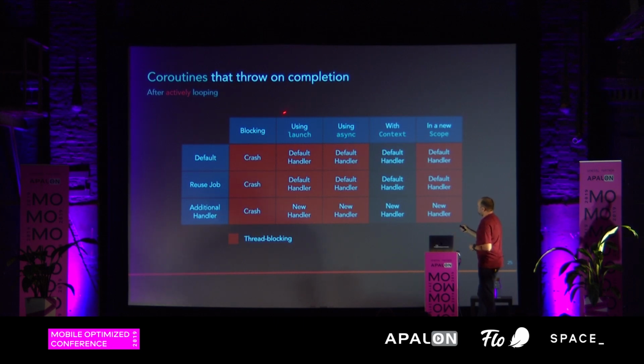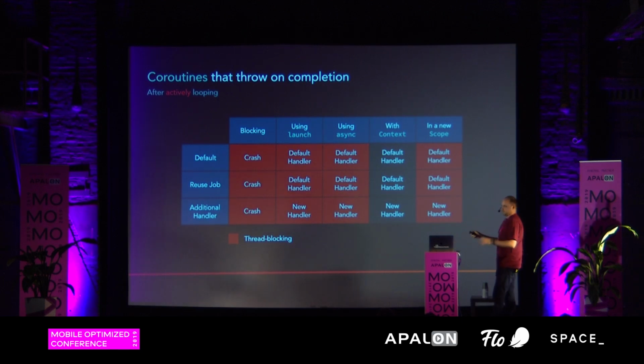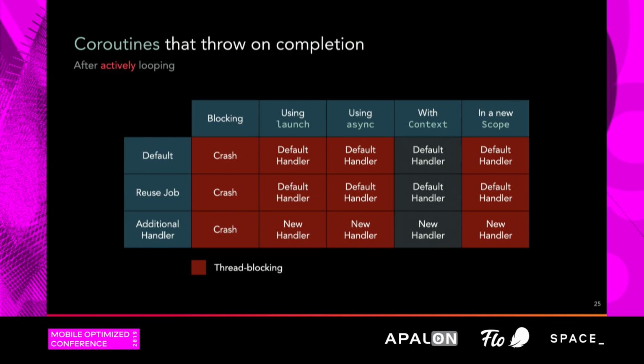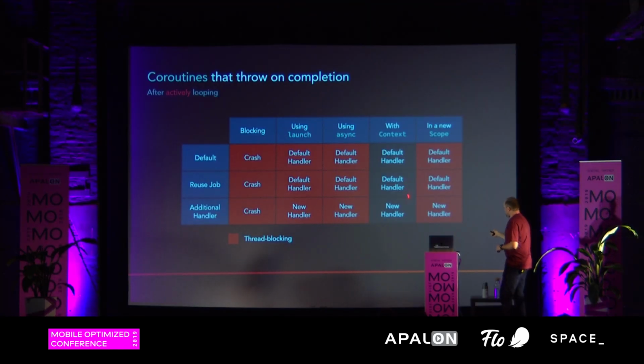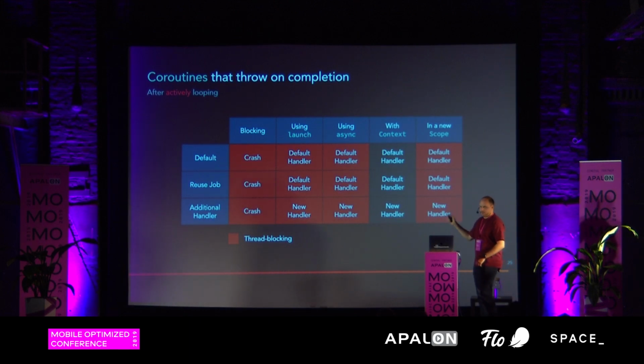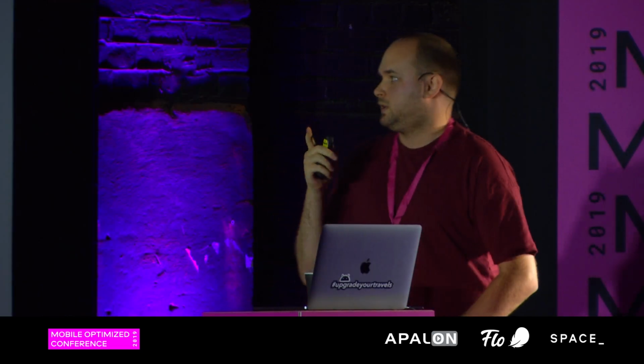Using launch and using async, they will not crash the app, but only because I put a default exception handler in the fragment. withContext will not do anything. In a new scope, with context, it's on the IO thread, doesn't block, the default exception handler is there, so this one is always safe. And then coroutineScope, the fifth one, will also block the main thread, and it will also go to the default handler. So remember, if I don't have this default handler, my app crashes. With run blocking, even though I have the default handler, the app crashes.